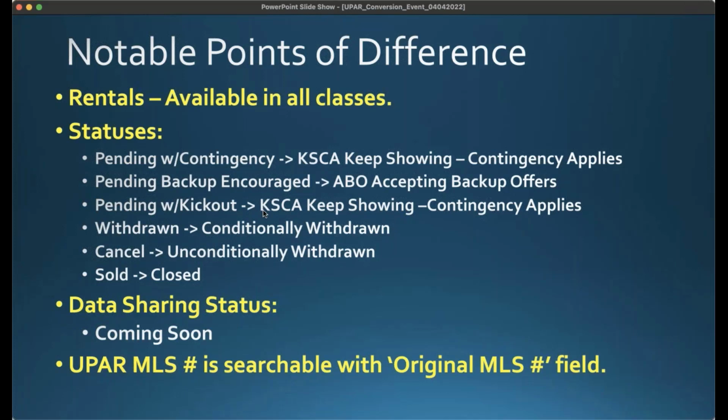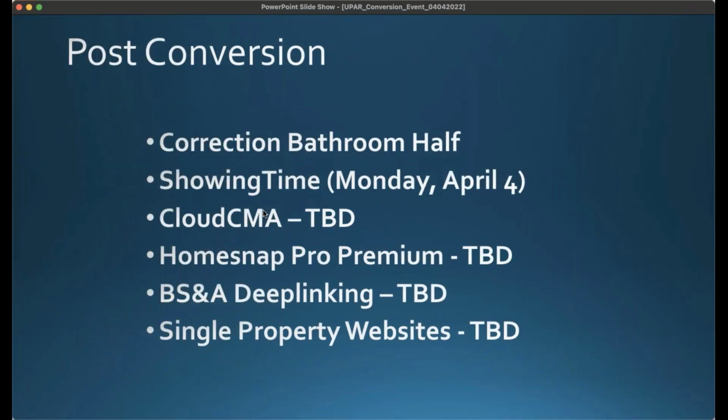Also, we do have an original MLS field. We did retain those original MLS numbers. So if you use the original MLS field, you can actually search by the original listing IDs that are in your UPAR Paragon. Post-conversion, right now, we're currently working on a number of things that can't be completed until after April 4th.